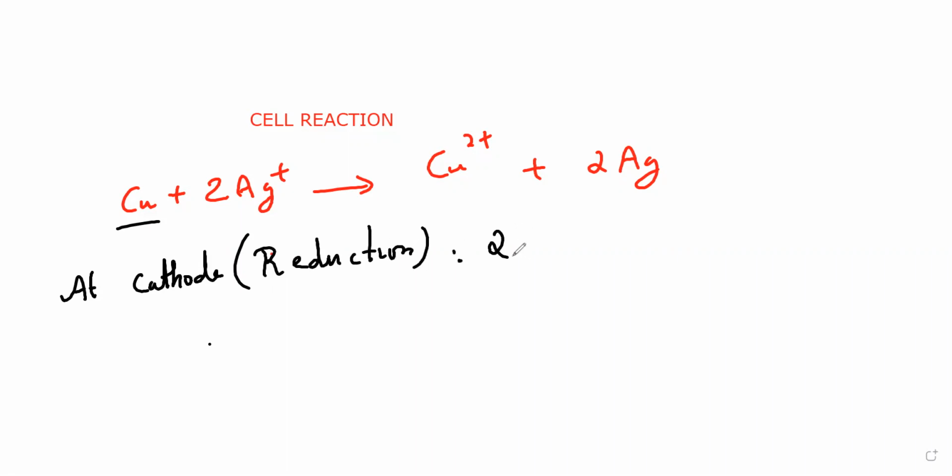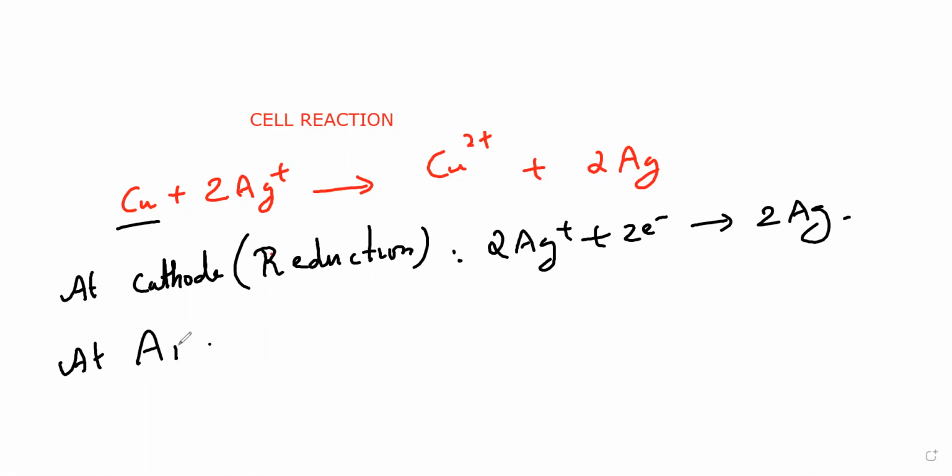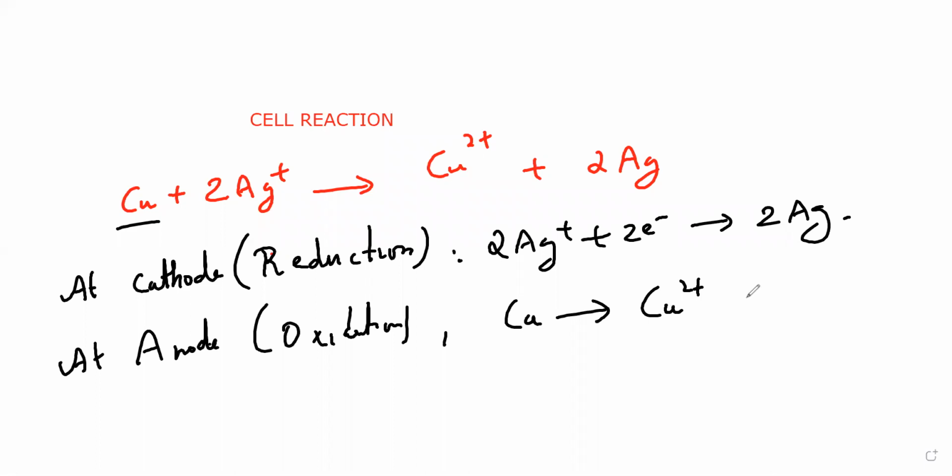Correct? It will be what? The silver ions will be giving 2 Ag, accepting electrons at the cathode. At the anode, what happens? Oxidation. Here, copper is giving away the electron. In the sense, Cu, the metal, gives metal ion plus electrons, respectively.